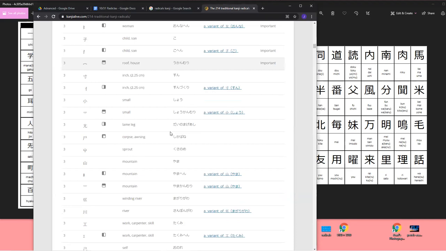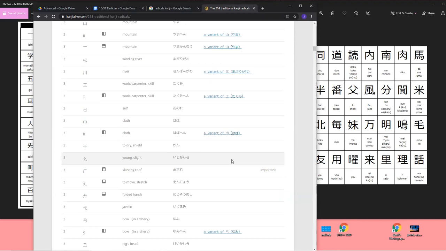It would be cool if the name would hint at the definition. It would, but it really doesn't, sadly. It doesn't help at all. You'd be like one of those smart kids if you know the actual name of the radical, but it doesn't really help you out with the definition of the kanji, exactly.